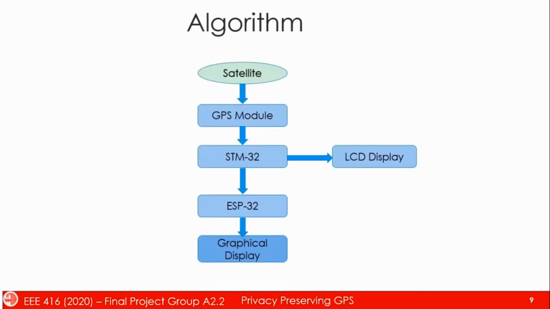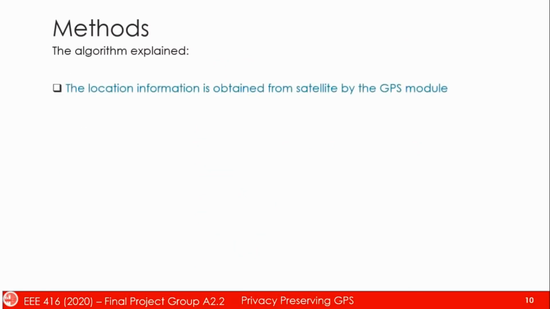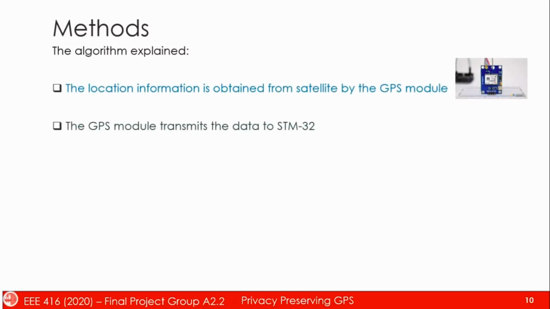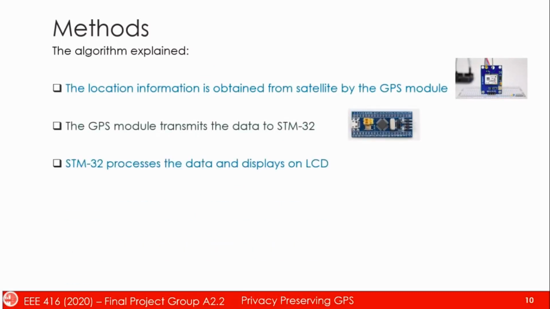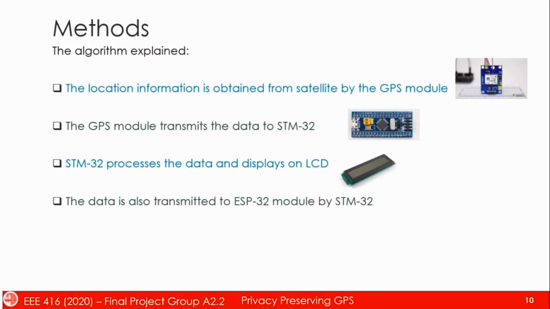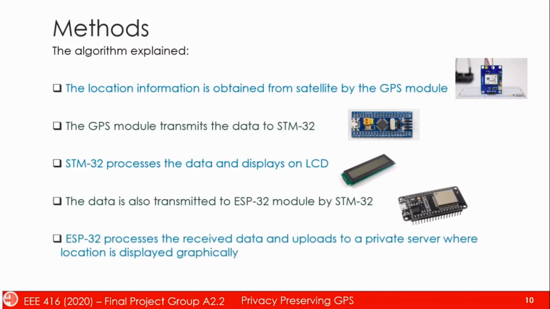This is the algorithm we have used for our project, and the algorithm is explained further. The location information is obtained from the satellite by a GPS module. Then the GPS module transmits the data to STM32. The STM32 processes the data and displays on LCD. The data is also transmitted to ESP32 module by STM32. ESP32 processes the received data and uploads to a private server where the location is displayed graphically.